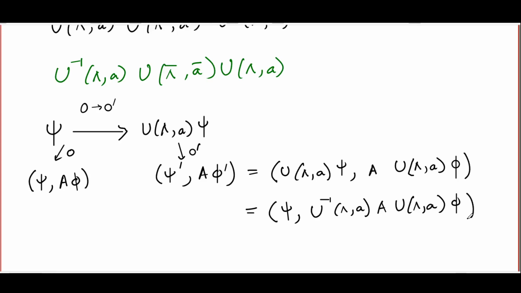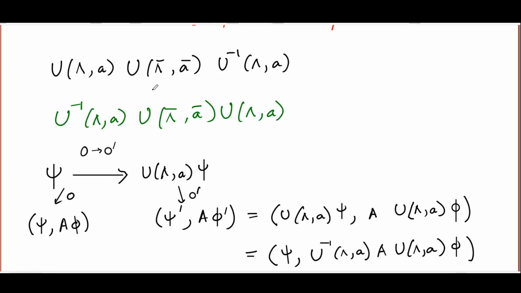So this U inverse lambda A operator U lambda A captures the way in which an operator changes when you go from O to O prime. Of course, when you see the operator changes, bear in mind that we are going to now use the same states, not the transformed states. And hence, this will capture the way in which physical observable quantities will change when you go from one observer to another.